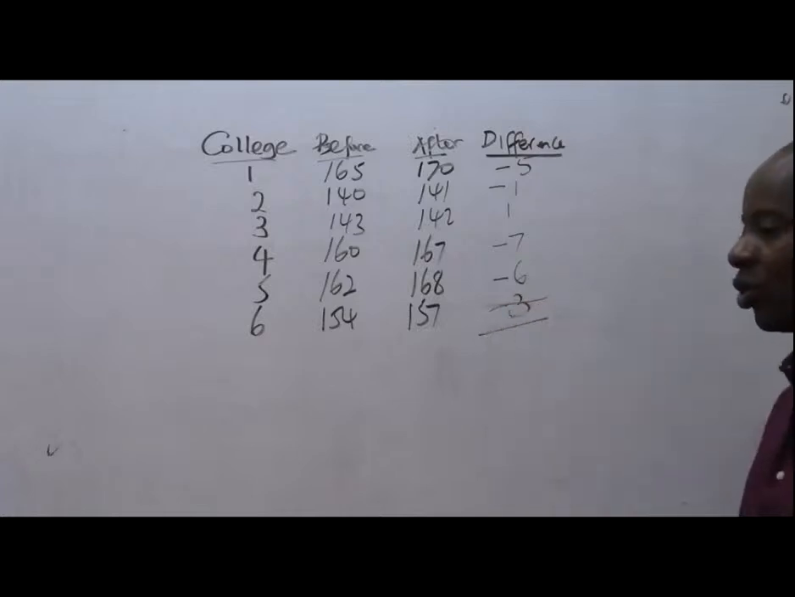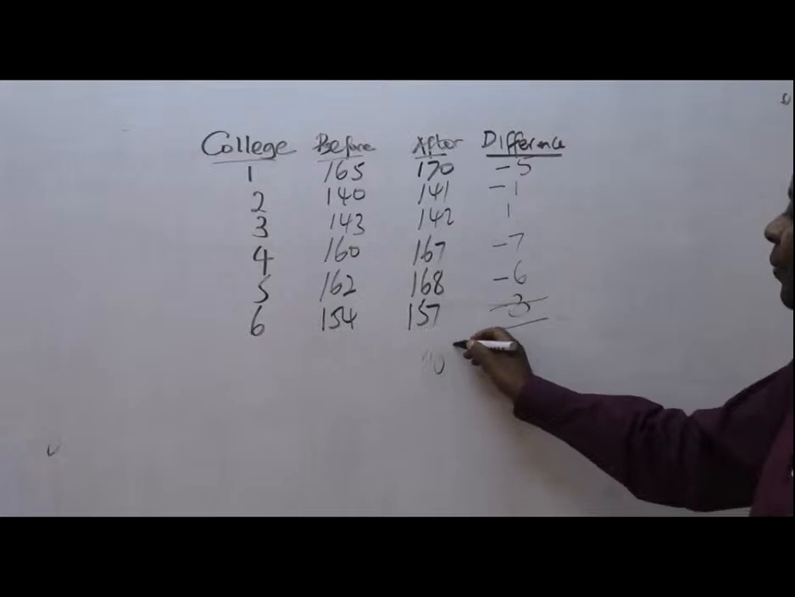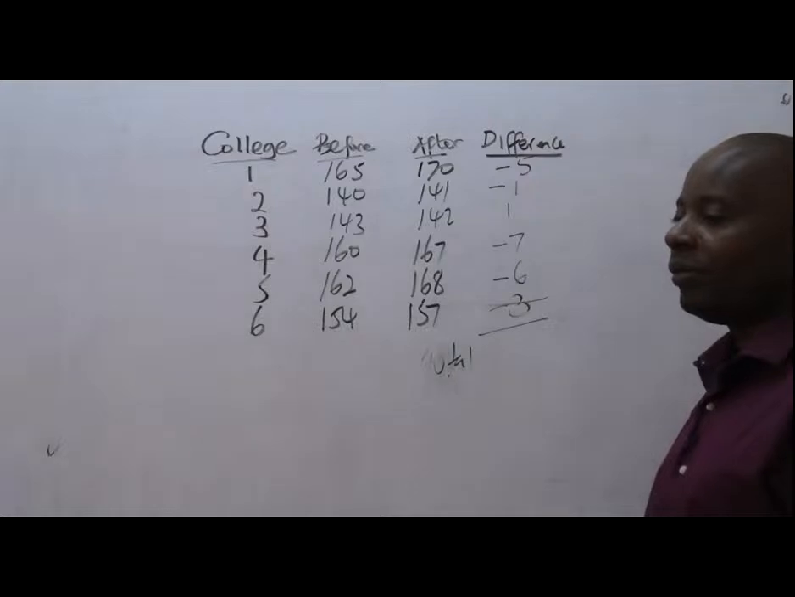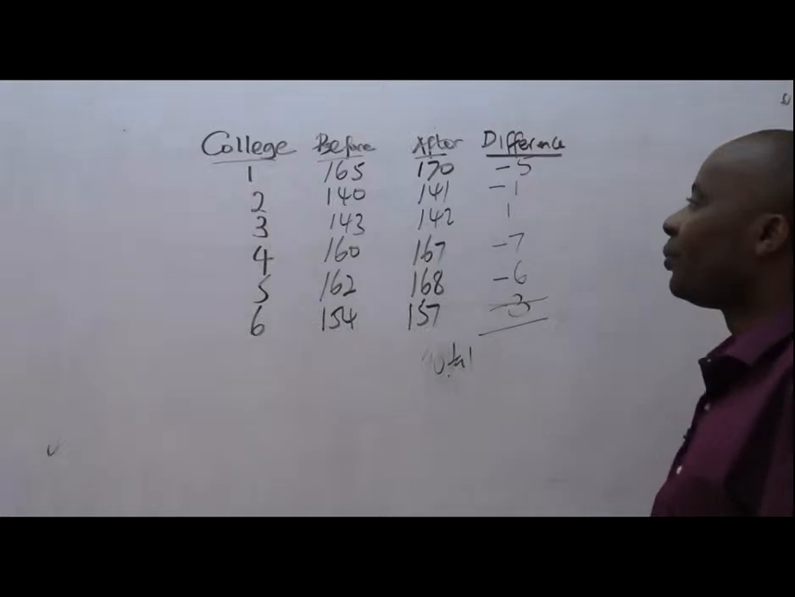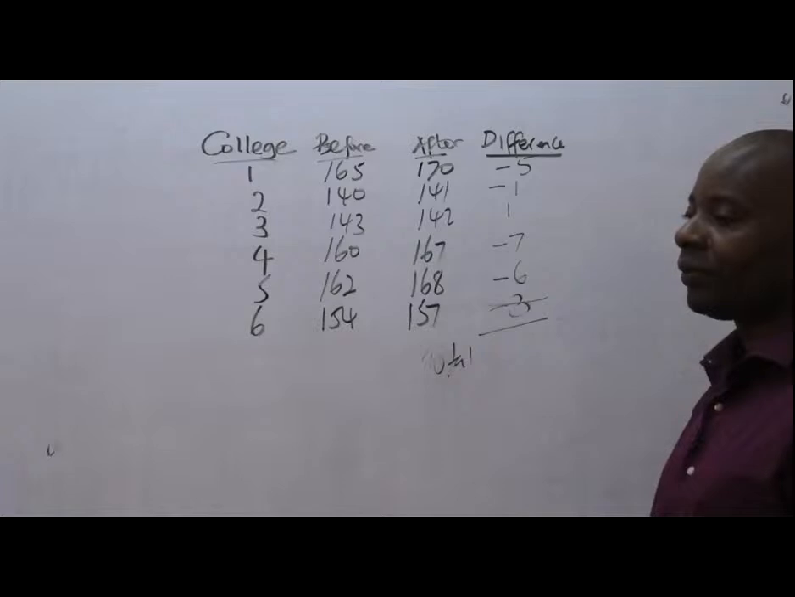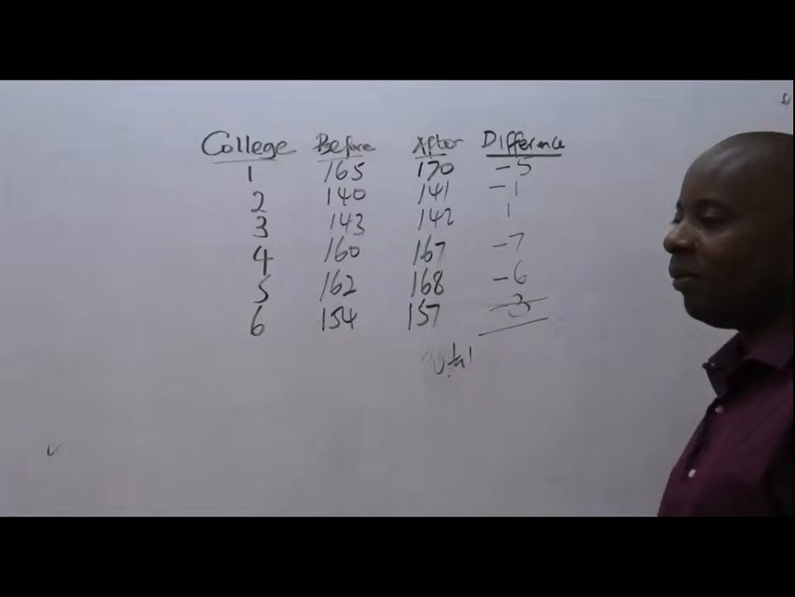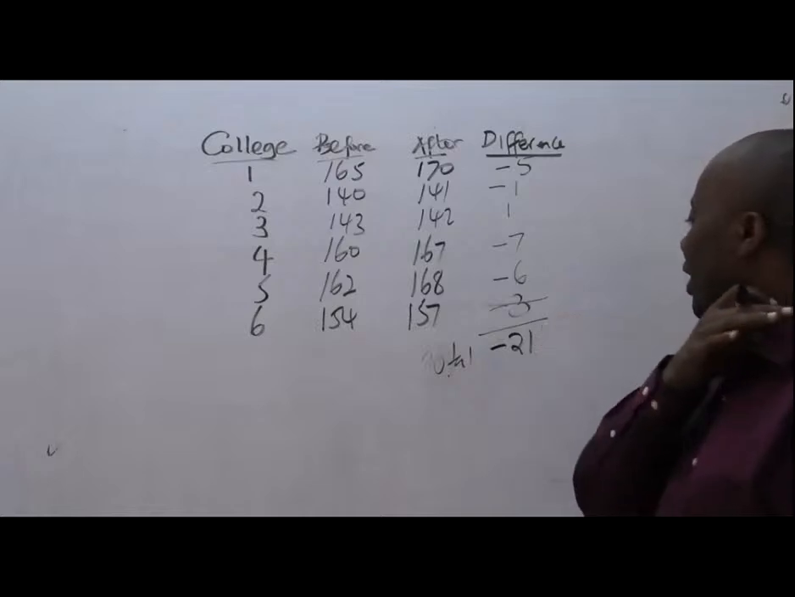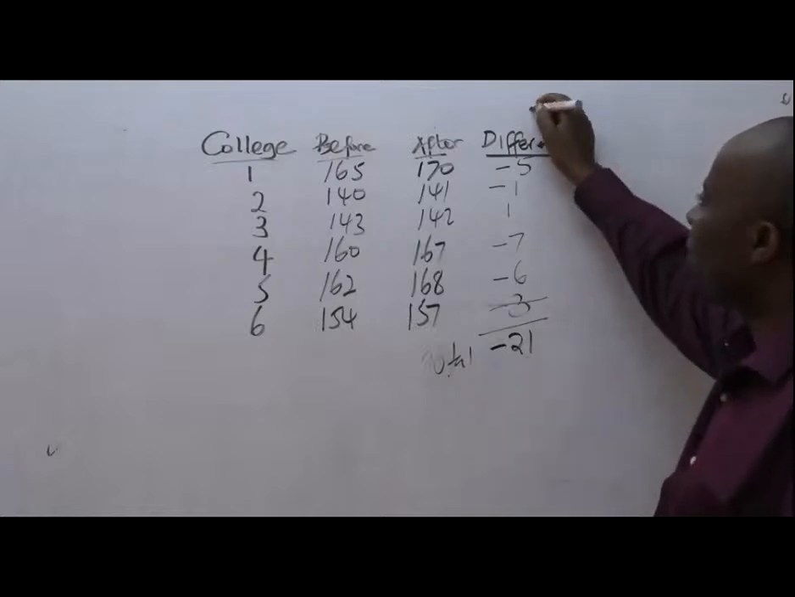So please give me the total of all the differences. Not absolute. Don't give me absolute. Minus 21. So after getting that, I would expect you to, of course, these are our X variable.